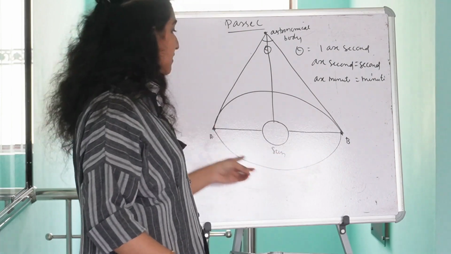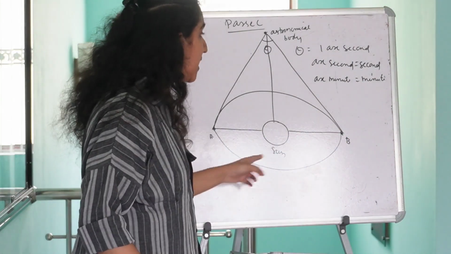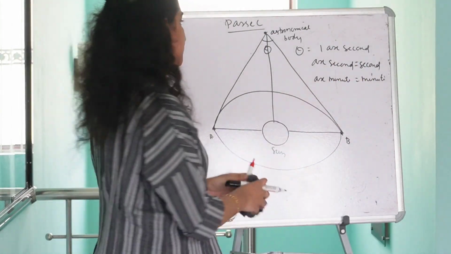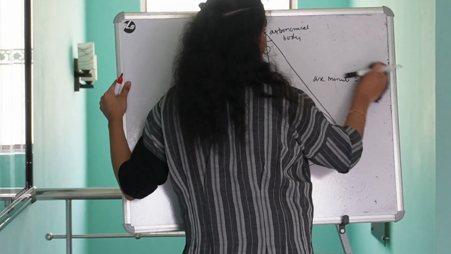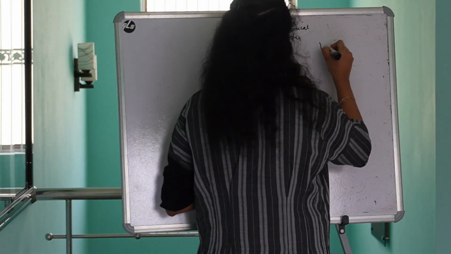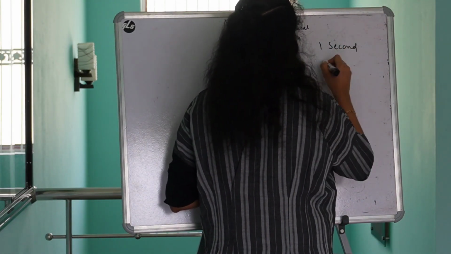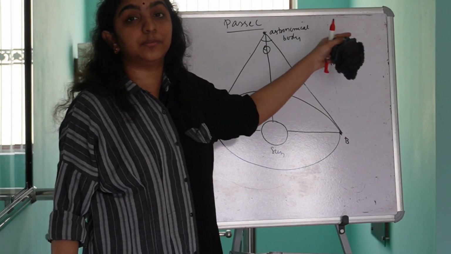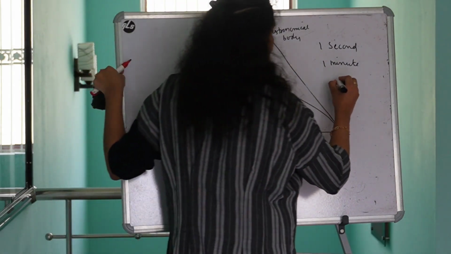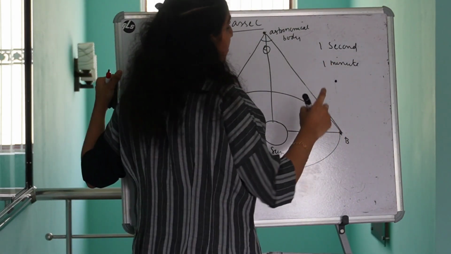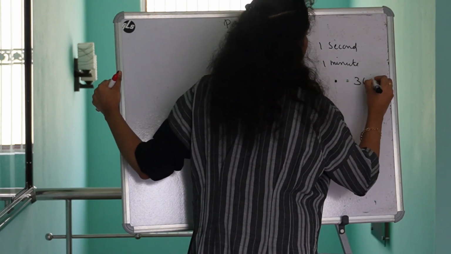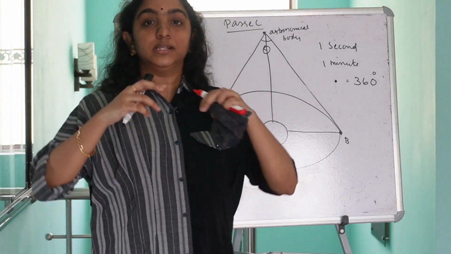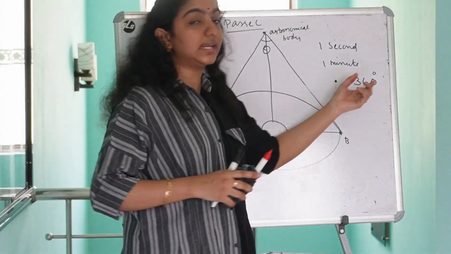Since here we are dealing with arc, we use the unit arc second and the unit arc minute. So what does it mean, 1 minute or 1 second? We know that around a point the total angle is 360 degrees, isn't it? Around a point the total angle formed is 360 degrees.